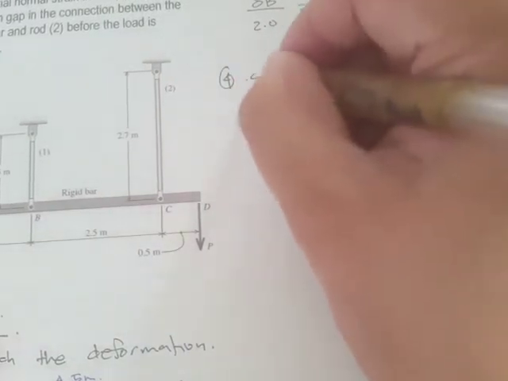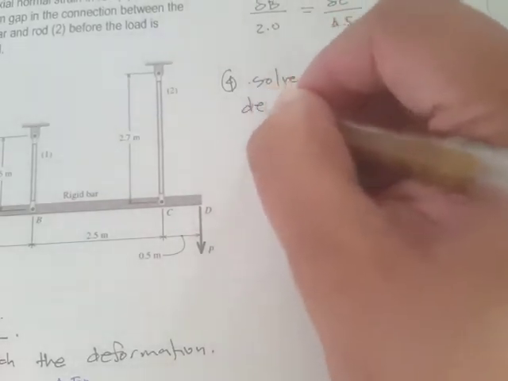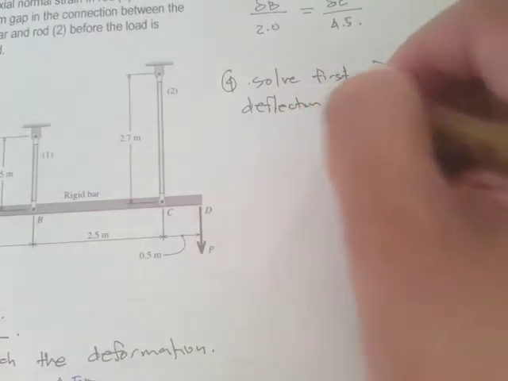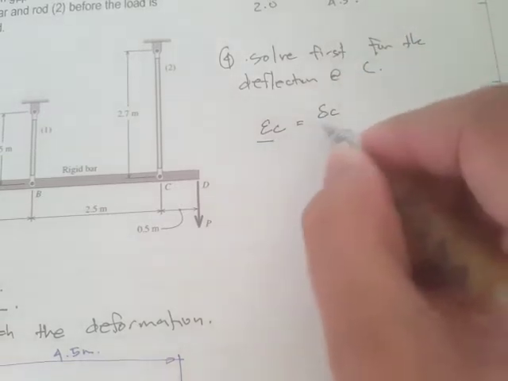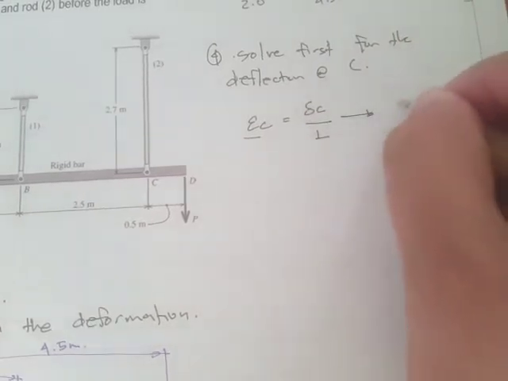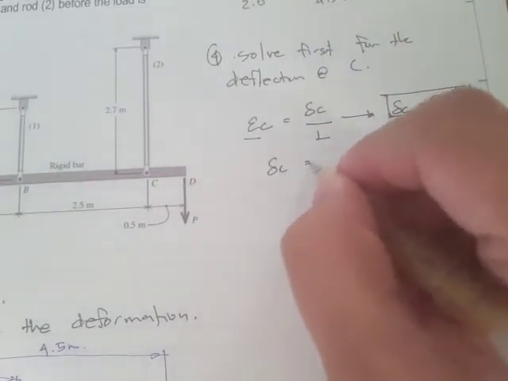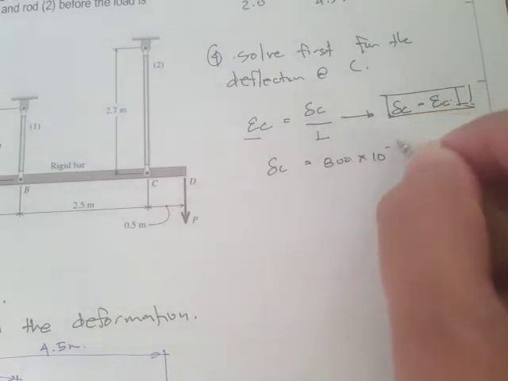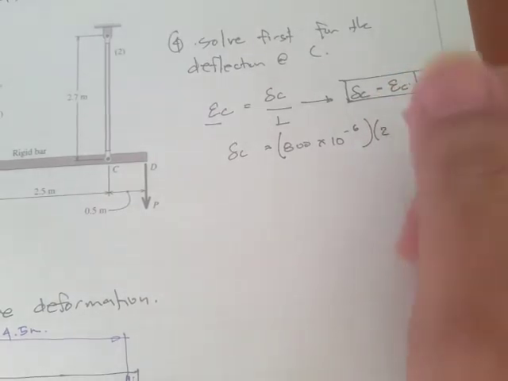What's next is solve first for the deflection at C. So recall that the strain equation is simply the strain at C is equal to the deflection at C all over L, right? And this is the strain at C times L. Okay, so delta C is equal to 800 times 10 to the negative 6 times the length of 2,700.